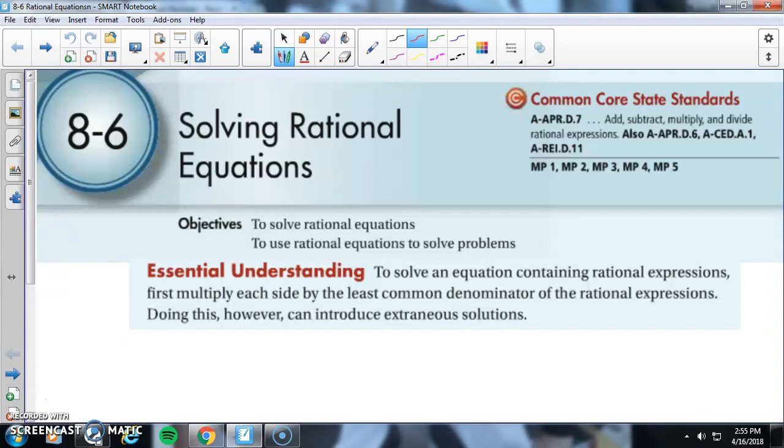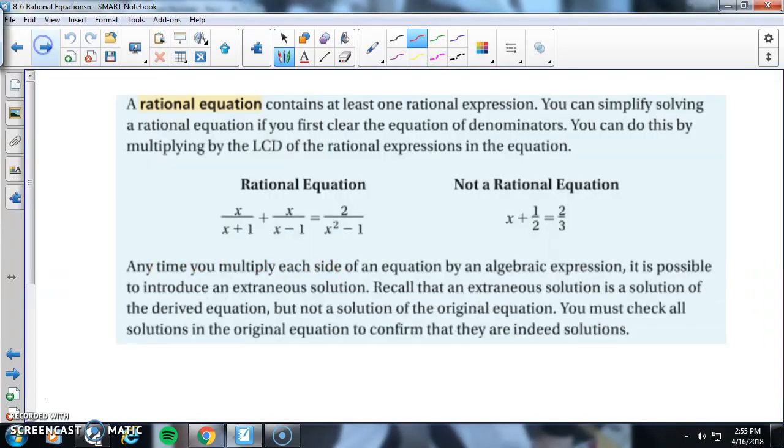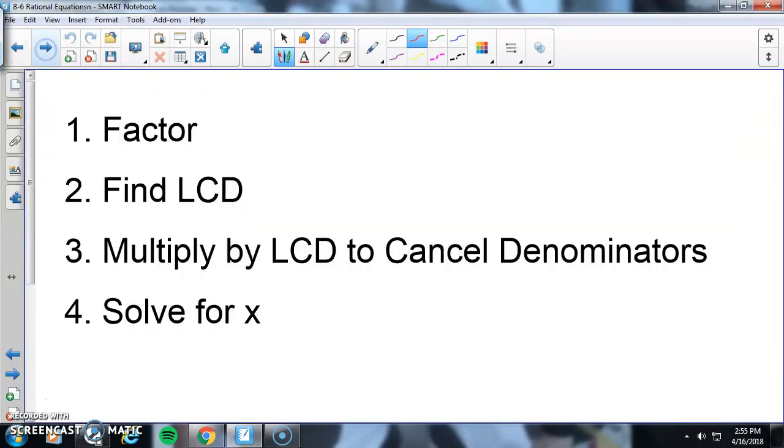the rational expressions, and then we will cancel our denominators. By doing this, we can introduce extraneous solutions, which means we need to check our solutions. So, a rational equation contains at least one rational expression, and we will use these steps to solve those rational equations.